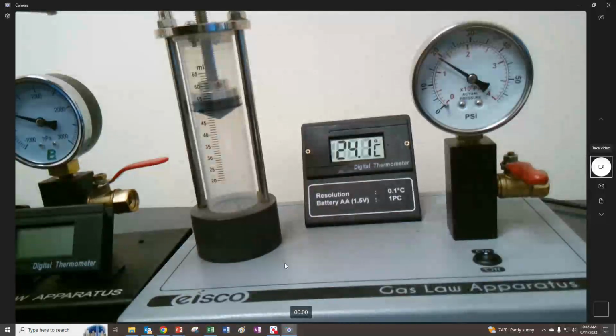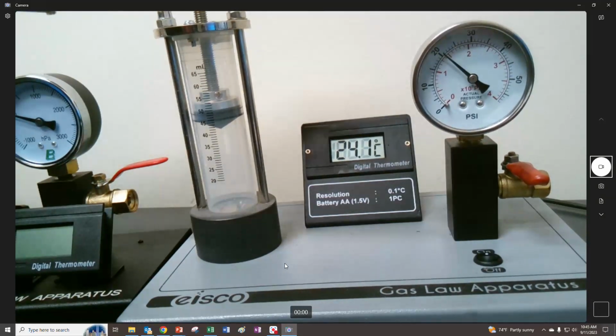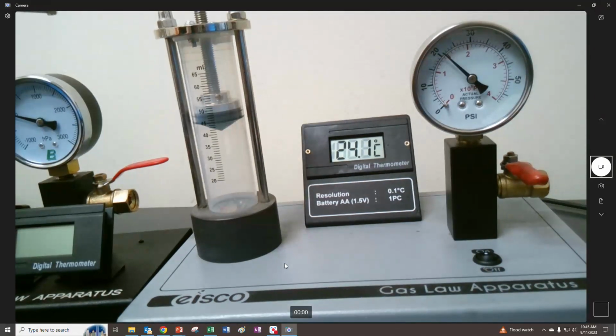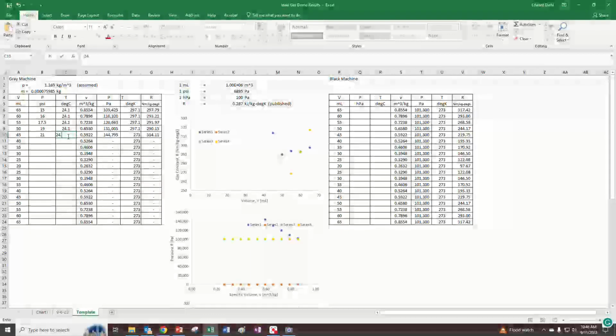You notice, I have to take my glasses off to be able to see this. I'm feeling some pretty good resistance to pushing down there. Still no temperature change, but we are now up to 21. 21, boom, and 24.1, 24.1.